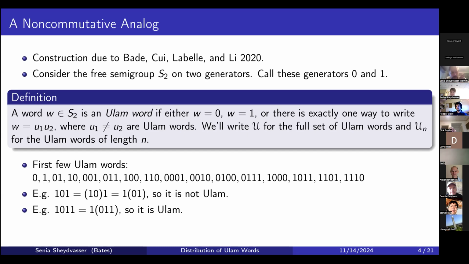Excuse me, Senia. Yeah. Is it clear that this definition is well founded? Right. So it's certainly well defined. The bigger question is whether this set is infinite. Certainly you can say, all right, my first 2 words are 0 and 1, and then what do I look at? What can I write as a product of 0 and 1? That gives me 0 1 and 1 0. Both of those are distinct products. And then I move on to words of length 3.